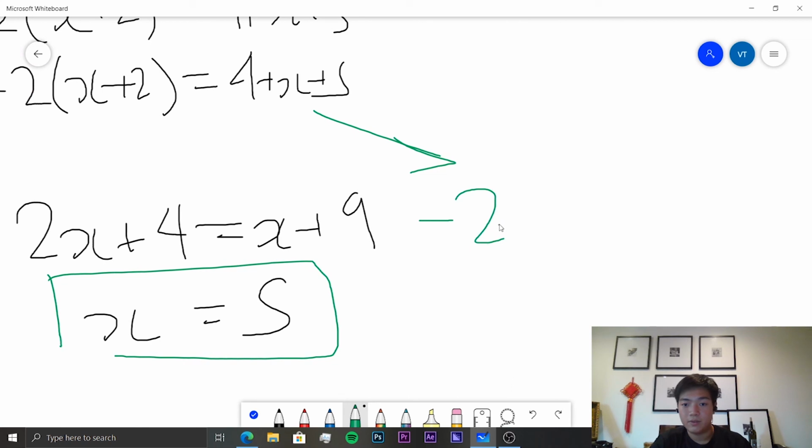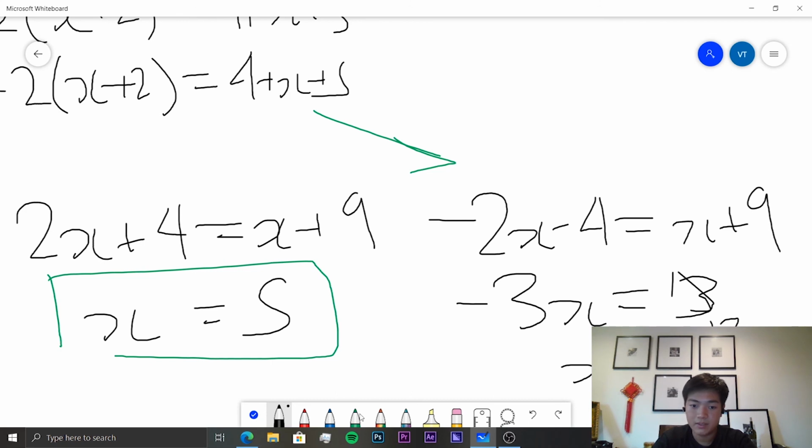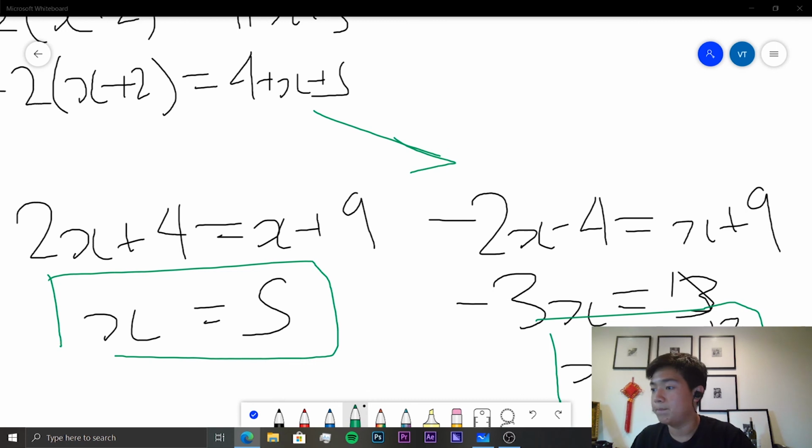So negative 2x minus 4 is equal to x plus 9. And so we have negative 3x is equal to 9 plus 4, 13. So x is equal to negative 13 over 3. So these should be the two bounds. And yeah, that should be correct.